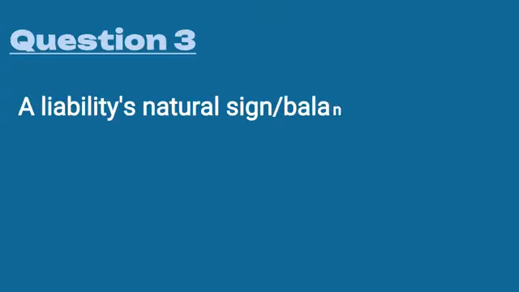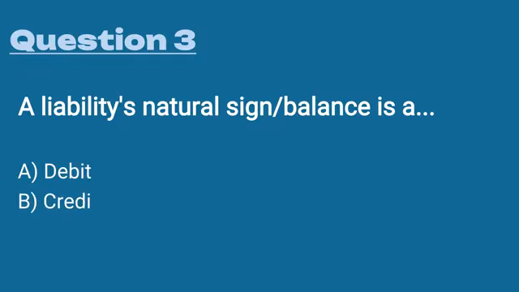A liability's natural sign, its natural balance is A, debit, B, credit, C, neutral, D, credit.